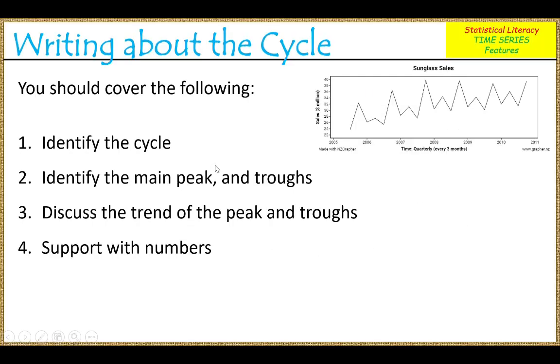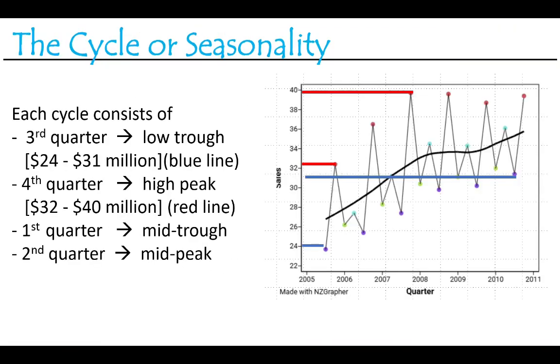When you write about the cycle, you have to identify the cycle. If there is a cycle, identify the main peaks and troughs, and discuss the trend of the peaks and troughs and support with numbers. For this sunglass data, you can say the lowest trough is the third quarter, and the peak is the fourth quarter. You also have the mid trough in the first quarter and the mid peak in the second quarter.